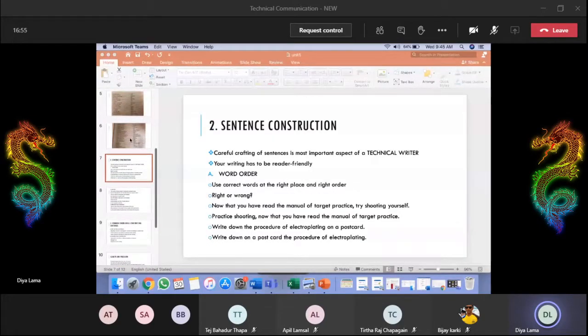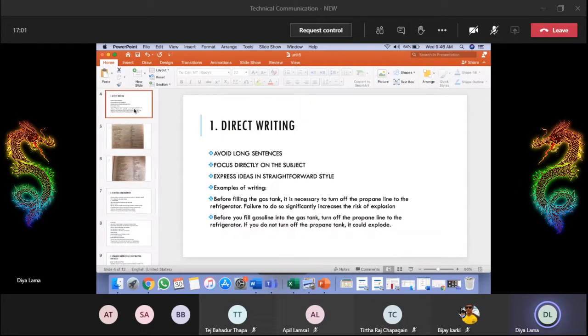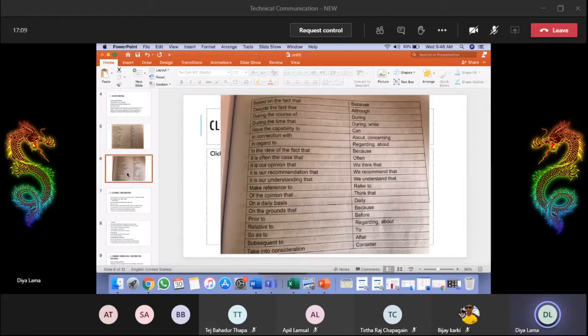Last time, we were in unit 5. We'll continue that. हामीले यतिसम्म we've done it, right? So direct writing, avoid long sentences. मैले long sentences को सट्टा short के लेख्न मिल्छ भनेर मैले यहाँ दुईटा picture राखेको थिएँ. So we did till that.